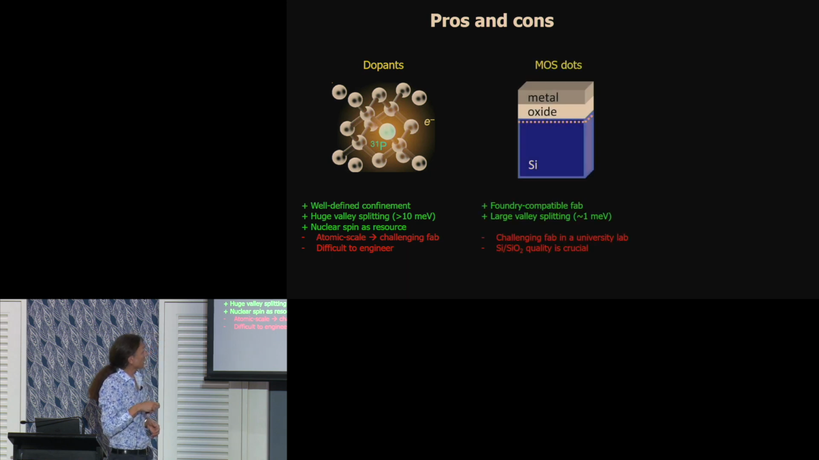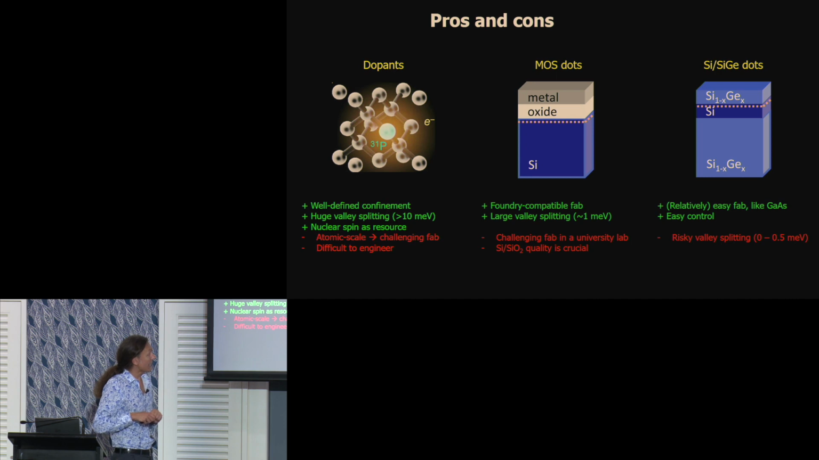With MOS dots, the appealing part of this is that even in a university environment, you do fabrication that is in the broad spirit of what is done commercially in the foundries, in the industry. Plus, from a physics point of view, these devices typically have a very large valley splitting of order 1 milli-electron volt, which is completely safe. The minus side is also here, the fab is not easy for a university lab. We do it, of course, in our labs, but not many other groups at the university level manage to do this successfully. And the quality of the silicon-silicon oxide interface is crucial. It's really a delicate point of the device.